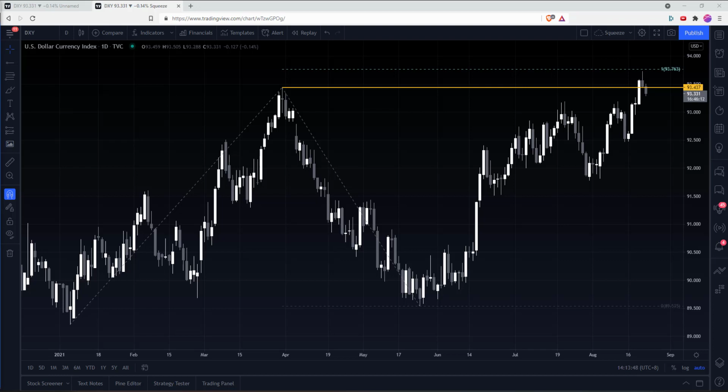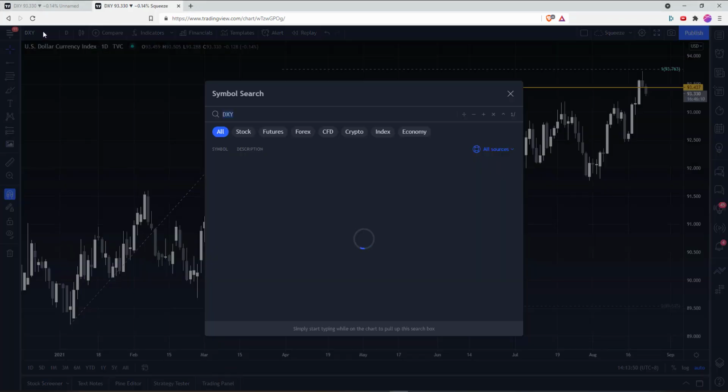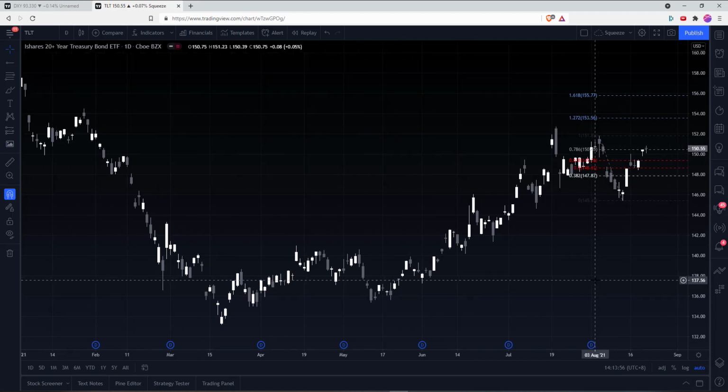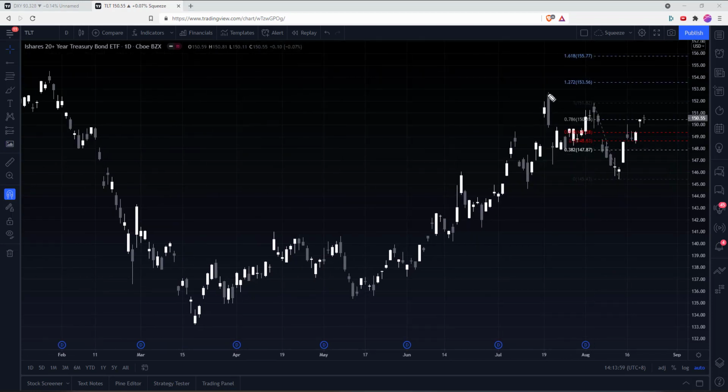Let's check in and see what's going on with bonds. We'll look at TLT, which is the major ETF that tracks bonds. TLT has been in an uptrend since March. It's had a minor downtrend here. You can see we've got a high, a low, a lower high, and a lower low. What happens here, I think, is really, really crucial.